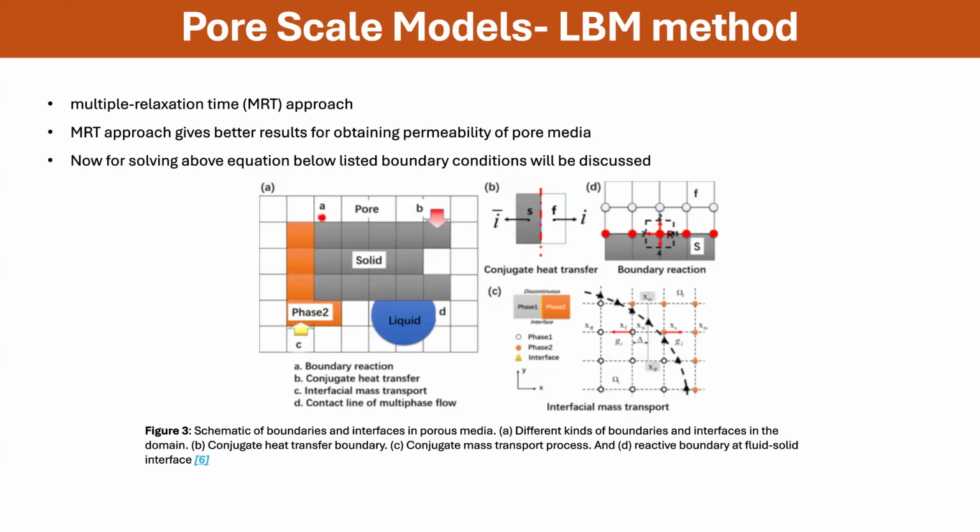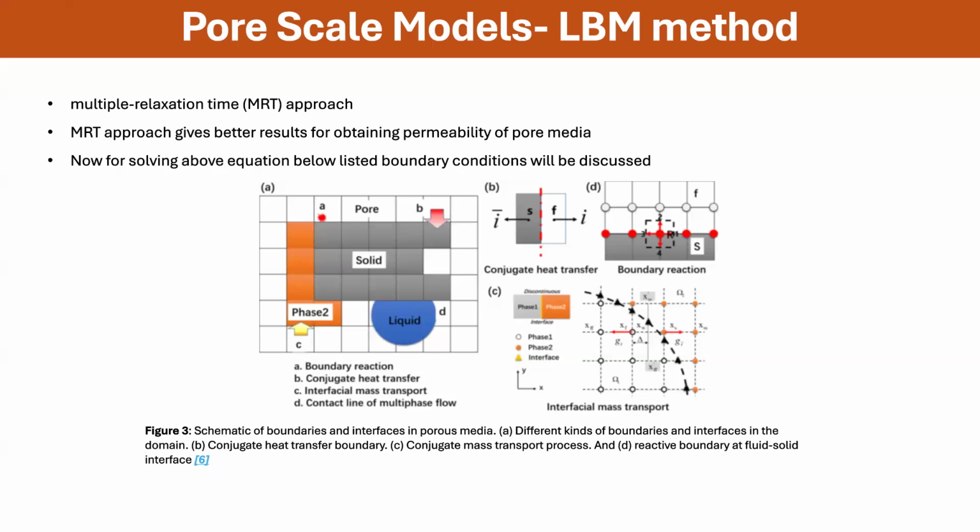Now to solve the above equation, same as what we have done in the class, we are going to use different kinds of boundary conditions. Here there are 4 boundary conditions, but for the sake of presentation, we are going to limit ourselves to only 2. The first one I will be discussing is the no slip boundary condition, which is represented in this figure. I will just explain the figure.